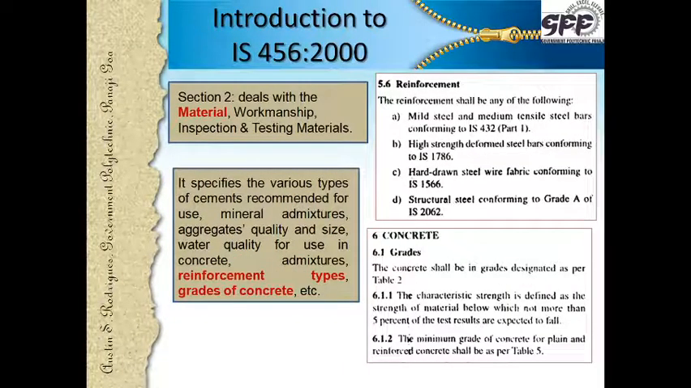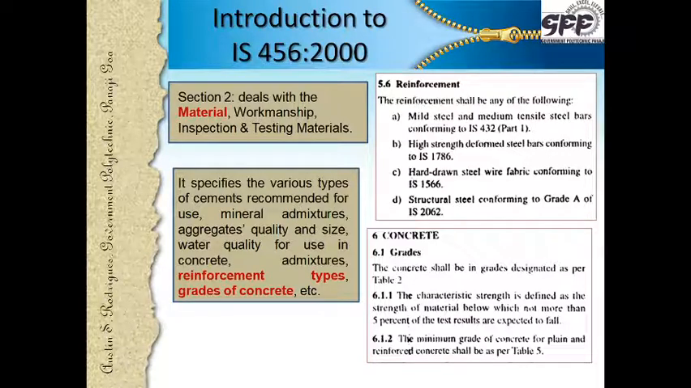Coming to the next one, clause 5.6 in materials, it talks of reinforcement. Now reinforcement we have already discussed at length. So different types of reinforcements which have been mentioned in IS 456-2000 are mild steel and medium tensile steel bars, or HYSD, the high strength deformed steel bars, or hard drawn steel wire fabric, or structural steel. So what are the properties of these steels? The code has been given over there, and we have already discussed these things at length earlier.